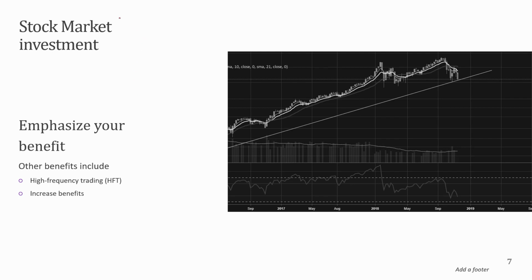The next steps for this project: I want to invest in the stock market to see what the results are, and to increase your benefits. You can do high frequency trading, which consists of buying and selling a lot of times in short periods of time. So you obtain a smaller percentage of benefit each time, but if you invest a lot of times, you can make a really good profit.